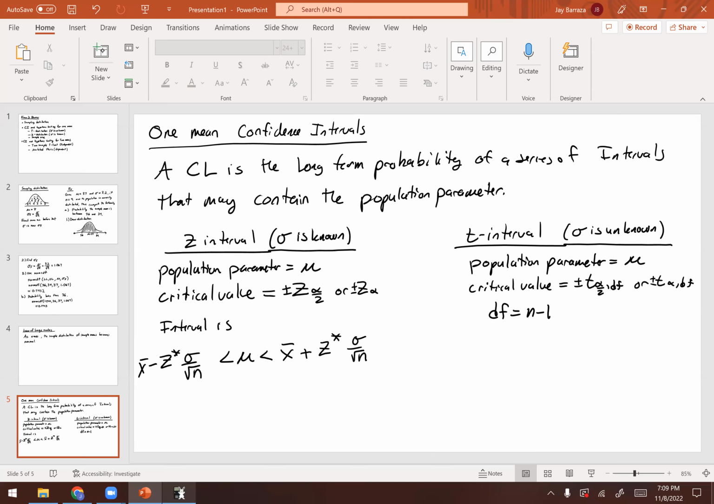And then for the t interval, it's x bar minus t star s over square root n less than mu less than x bar plus t star s over square root n. Now, if you're wondering what t star and z star are, t star can be either of these two. I just don't want to have to write the formula twice, so it can refer to either of the two. So they're almost the exact same formula, right?